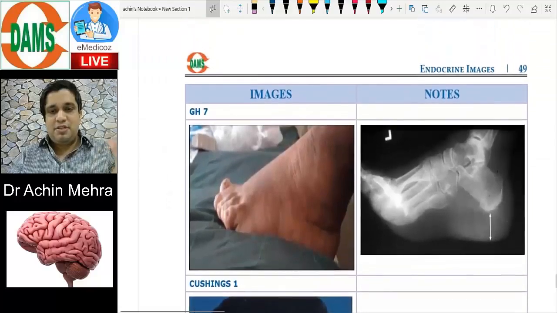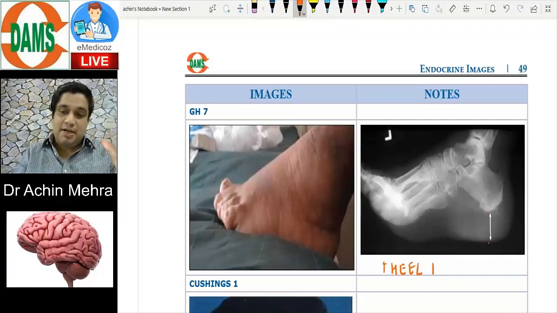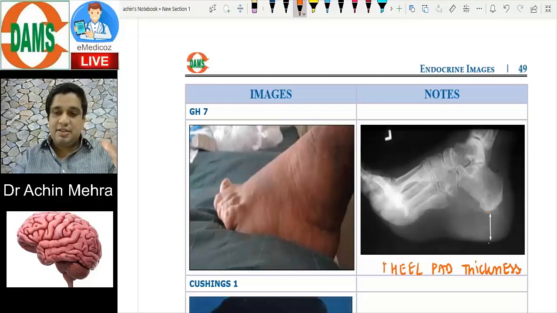Now this is an image of the foot of a patient of growth hormone excess. Yes, we have discussed this in your radio classes. They will have an increase in this part, the increase in the heel pad thickness. So the heel pad will increase in size, which you can easily see in the lateral X-ray of the foot region in them.